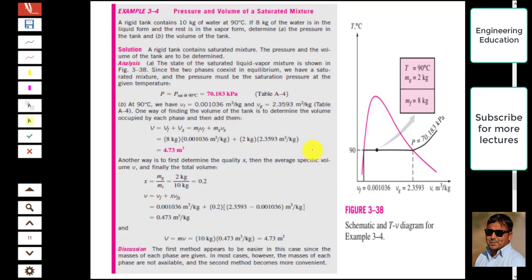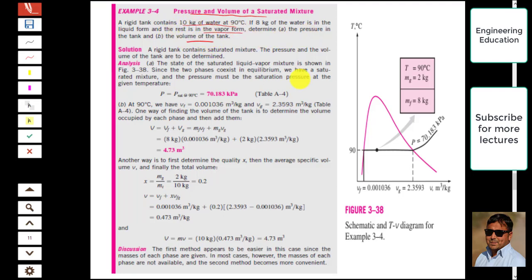Example related to the saturated mixture: pressure and volume of the saturated mixture. How can we find them? A rigid tank contains 10 kg of water at 90 degrees C. If 8 kg of water is in the liquid form and the rest is in the vapor form, the rest is about 2 kg, determine the pressure and the volume of the tank.